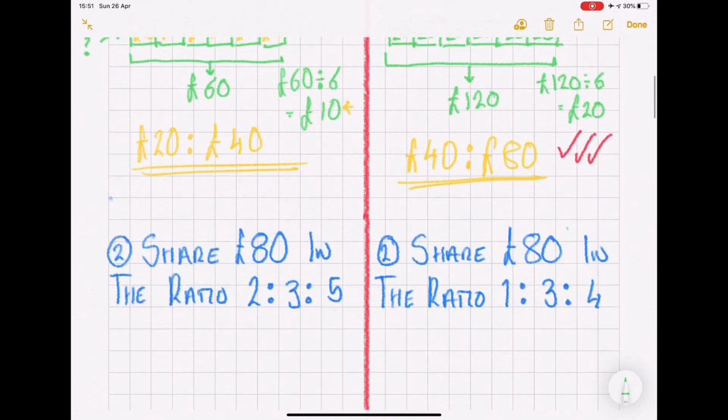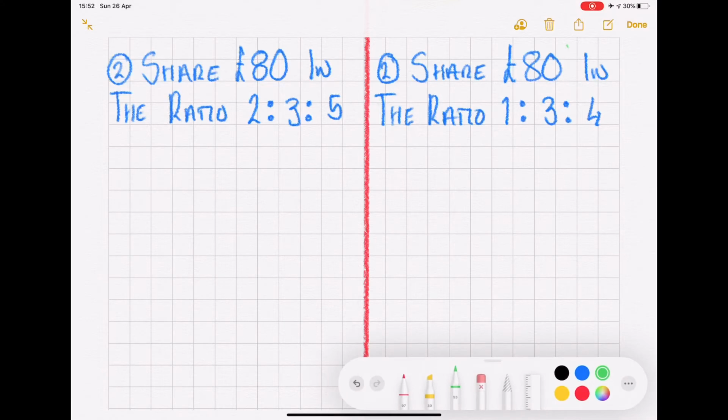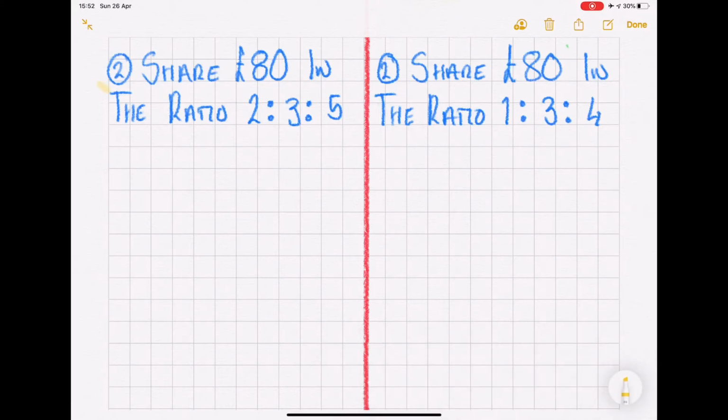Okay, nice. Let's move on to this second example pair here. So, number 2, this left-hand example. Share £80 in the ratio 2 to 3 to 5.